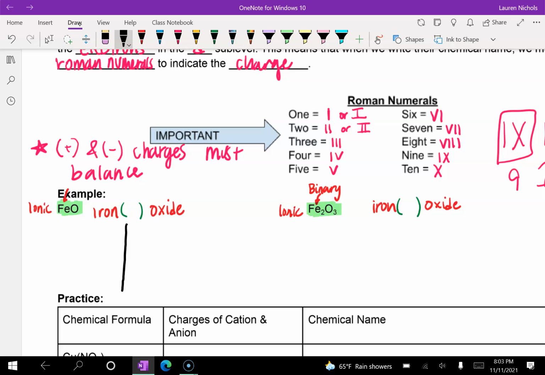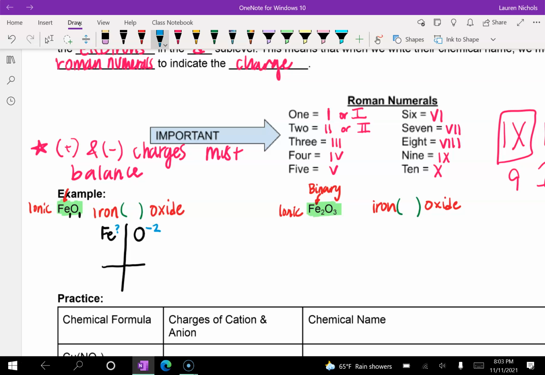So what you do is create a little chart, or that's at least what I do, to organize my work. Remember that when there's no number after an element, that means there's a subscript one. Chemists are kind of lazy, so we don't write it. So I have one iron and one oxygen. Now, again, remember the charge of iron is a mystery. It's a transition metal. It's sometimes positive two, sometimes positive three. It can change. But oxygen can't ever change. Oxygen is always negative two.